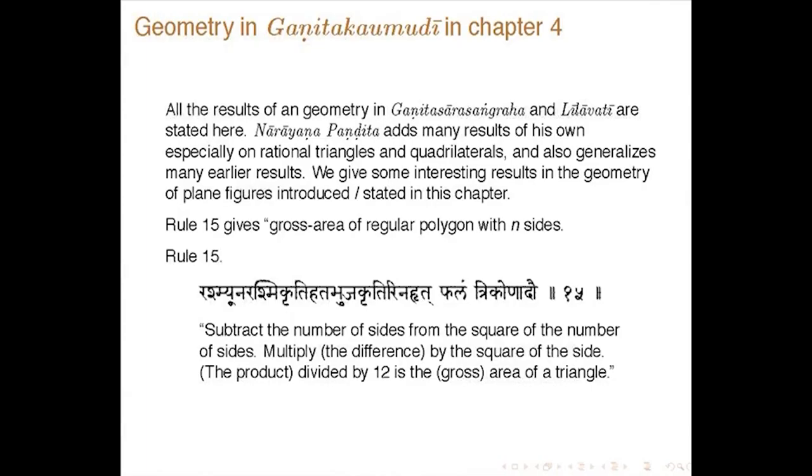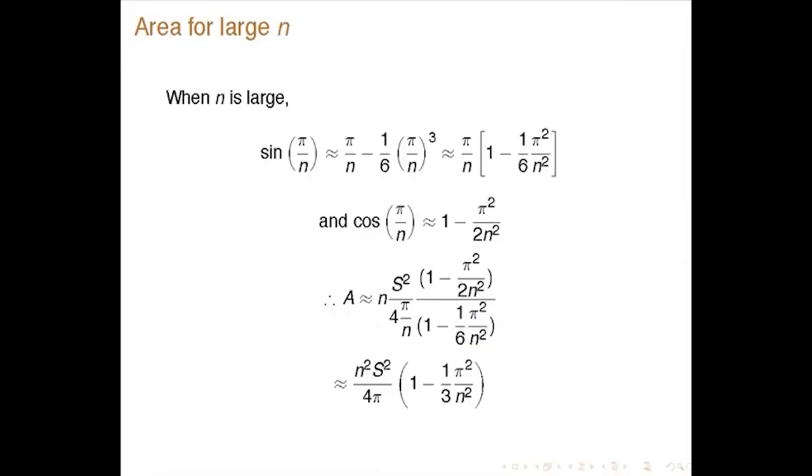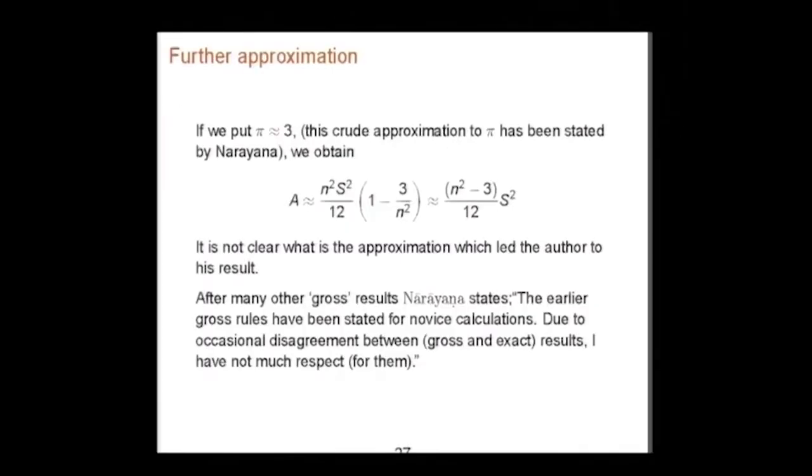See, for instance, the gross area of a regular polygon with n sides. Suppose the side is s. In the gross area, he says it is n squared minus n into s squared by 12, where s is the side, and it does not come out all right. Even in approximation of large n, I find that it will be n squared minus 3 by 12 into s squared. Apart from, of course, we have already made an approximation of pi being equal to 3. So, it is not clear what the approximation is. Anyway, it is a very small result here.